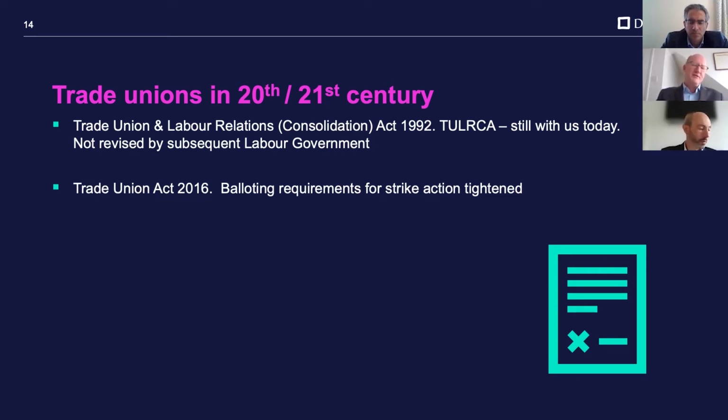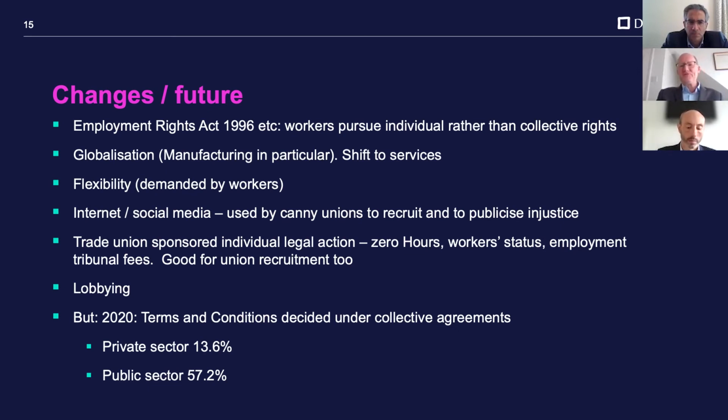And what we've had under the Conservatives in the last 12 years is a gradual tightening of things like the ballot requirements for strike action. And they're particularly tight now in the public sector where vital services are concerned. So that's where we've got to at the moment. Where are we likely to go to in the future?